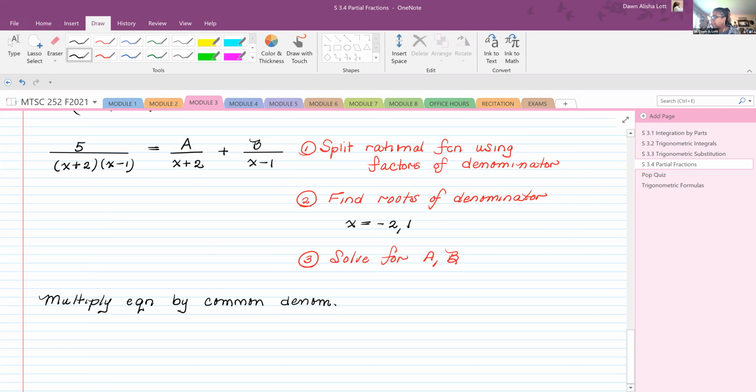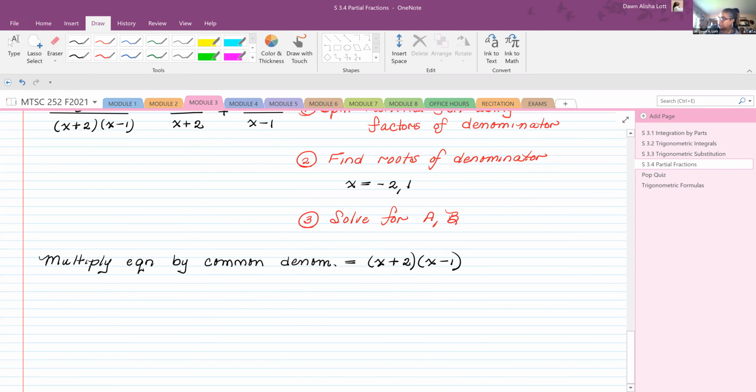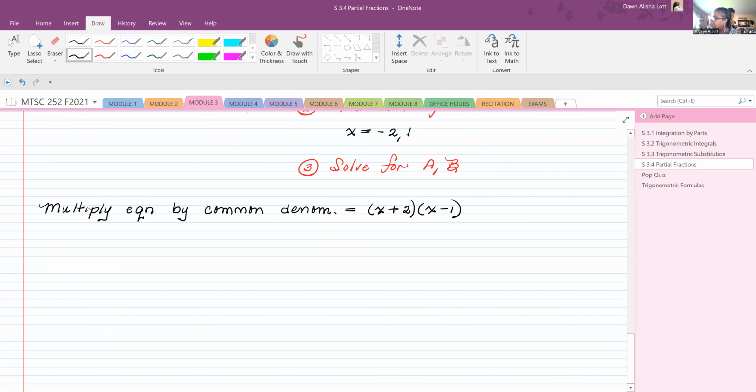And so the common denominator here for us is simply x plus 2 times x minus 1. Okay, so now I have 5 over x plus 2 times x minus 1, and I'm going to multiply it by x plus 2 times x minus 1. And you say, well, that doesn't do anything but divide it out. Absolutely, that's what I wanted to do.